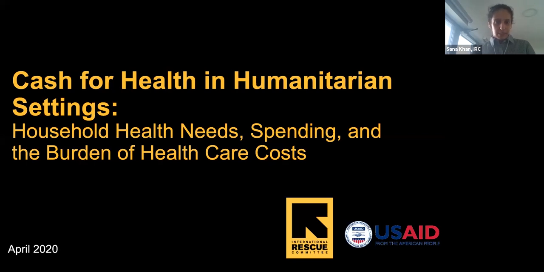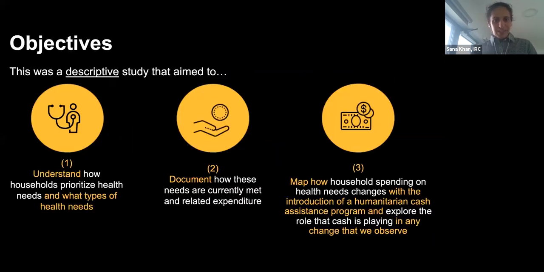Next slide, please. So we decided to do some research that would help us understand this a little bit better. It had 3 primary objectives. We wanted to understand household level prioritization of needs. We wanted to understand what expenses they were incurring.